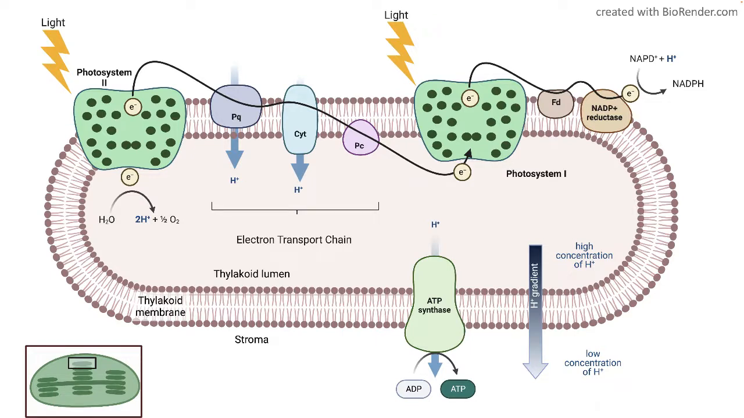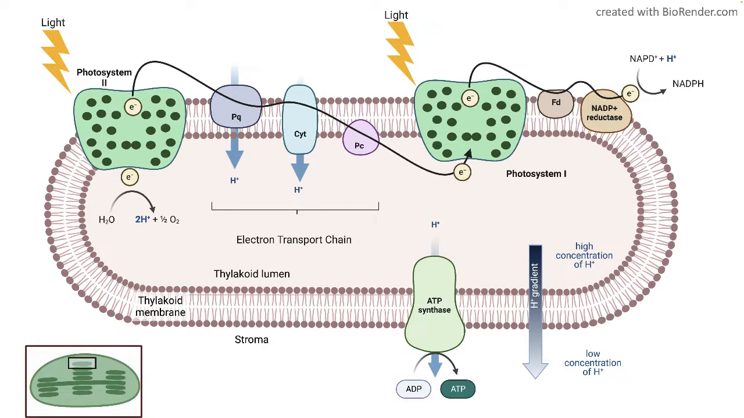Light energy excites electrons in a large complex called photosystem 2. Electrons are then passed down an electron transport chain that is embedded in the thylakoid membranes of the chloroplast to photosystem 1, and then ultimately to NADP+, which becomes reduced to NADPH. Some of the energy released by the exergonic process of electron transfer is used to pump hydrogen ions from the stroma into the thylakoid lumen.